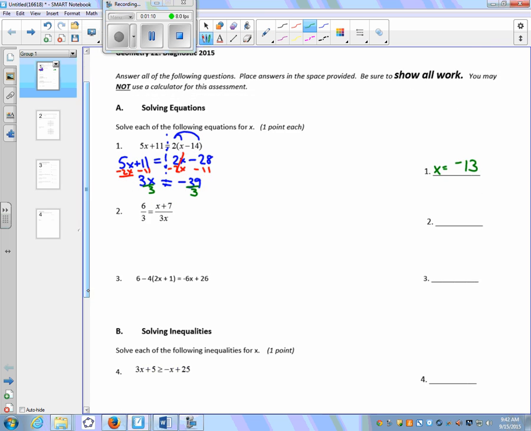Okay, number 2 is a proportion. 6 over 3 equals x plus 7 over 3x. We have to cross multiply, so we have to do 6 times 3x this way, and 3 times parentheses, don't forget to think about that as being in parentheses, x plus 7. Now we have this equation. Again, think about it as two sides that each need to be simplified. 3x plus 21 equals 18x.